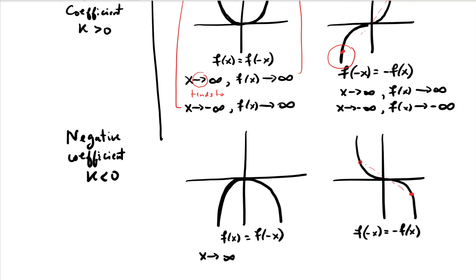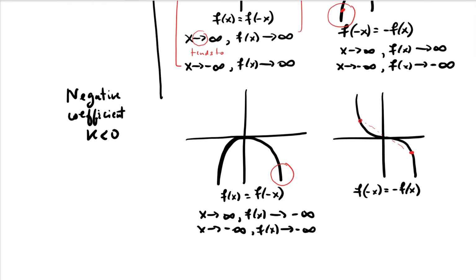Here, as x goes to plus infinity, we end up with large negative values, right? The y values are negative there, then f of x is going towards minus infinity. And the same happens if you go towards minus infinity, f of x also goes towards minus infinity. For an odd power with a negative coefficient, as x goes to plus infinity, f of x now goes to minus infinity, because we end up here, right? And as x goes to minus infinity, we end up at plus infinity.